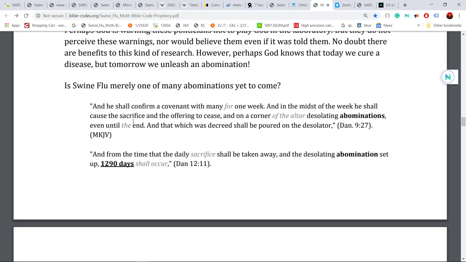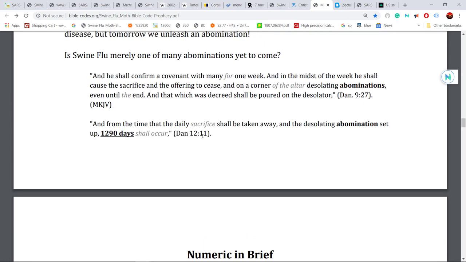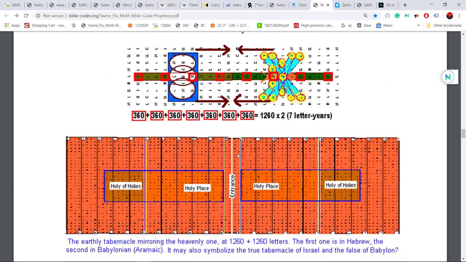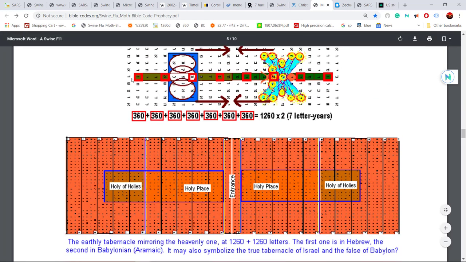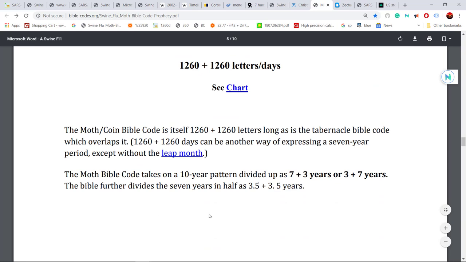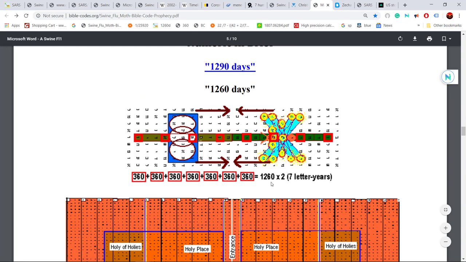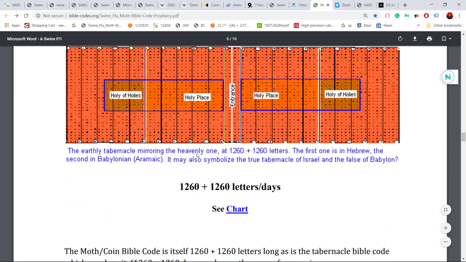And it says here, it talks about, well, these all relate, but I quote the verse in Daniel 12:11 about 1290 days and so forth. And then I talk about this image here of the moth and the three coins. Is this one and the same as the one below it, which represents the temple curtains that wrap around the tabernacle on earth and what represents in heaven? The two are mirroring one another, but that's off in another direction. I just want to look at this. Now, as you can see here, as I said before, it spans exactly 1260 plus 1260 letters, which is a 7-year period, 360 times 7.